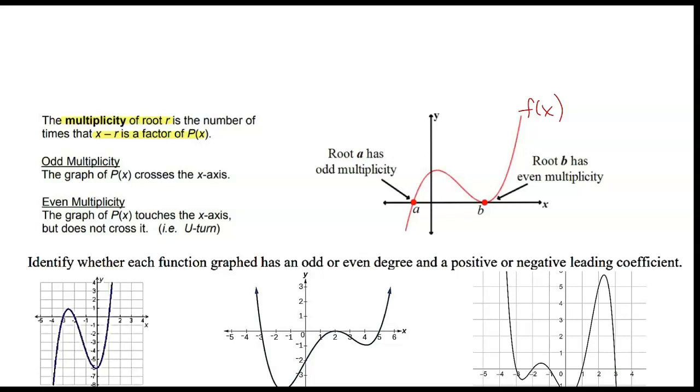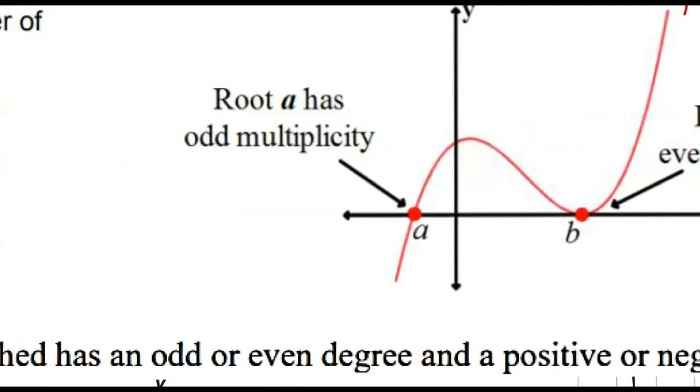Whenever you have an odd multiplicity, it's literally going to cross through your graph. There are two multiplicities that we commonly see that are odd: a multiplicity of 1 and a multiplicity of 3. The first one that I see here, the root a, has an odd multiplicity. The reason why is because it's crossing right through the x-axis, just like this line. What type of function do we know crosses just like a line? Linear. So this is just like a linear function.